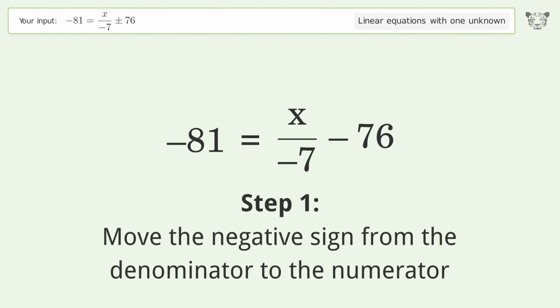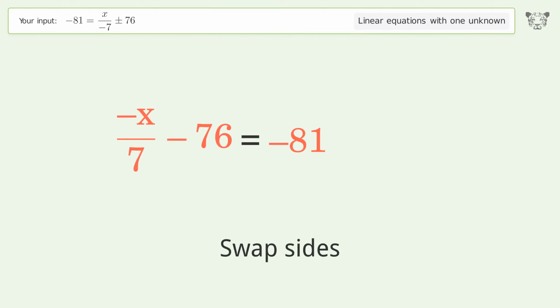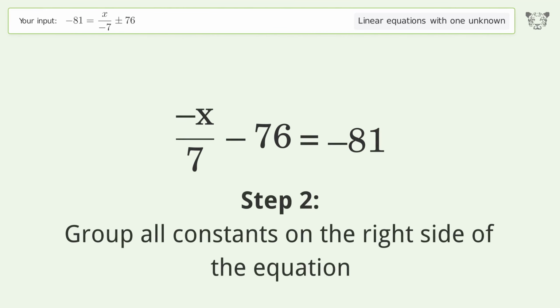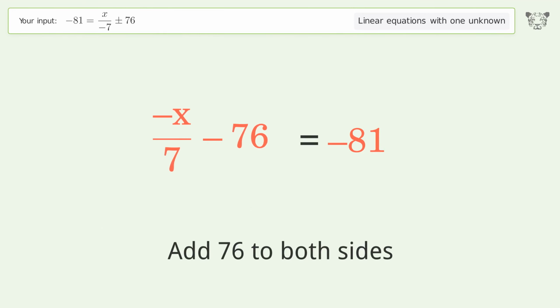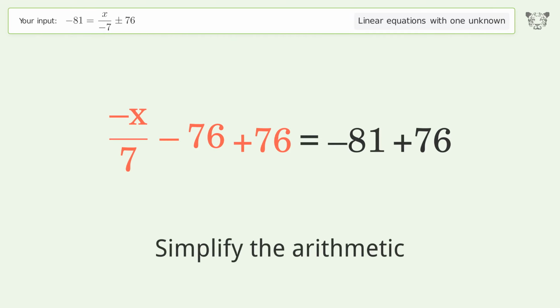Move the negative sign from the denominator to the numerator. Swap sides. Group all constants on the right side of the equation. Add 76 to both sides. Simplify the arithmetic.